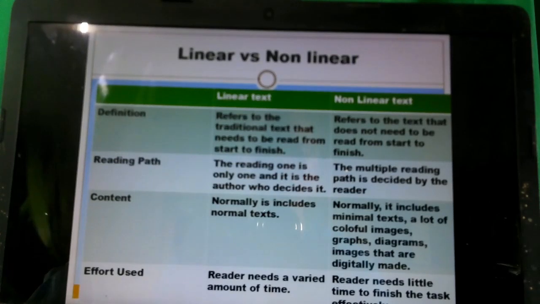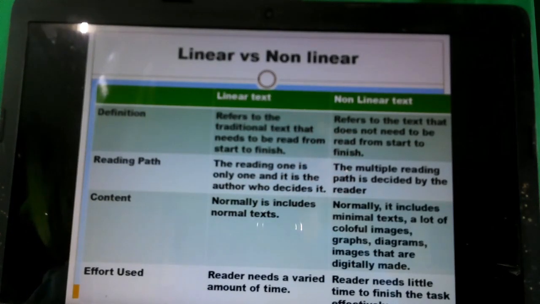The linear text refers to the traditional text that needs to be read from start to finish. Nonlinear text refers to the text that does not need to be read from start to finish. That's the difference. The reading path of the linear text is only one, and it is the author who decides it.